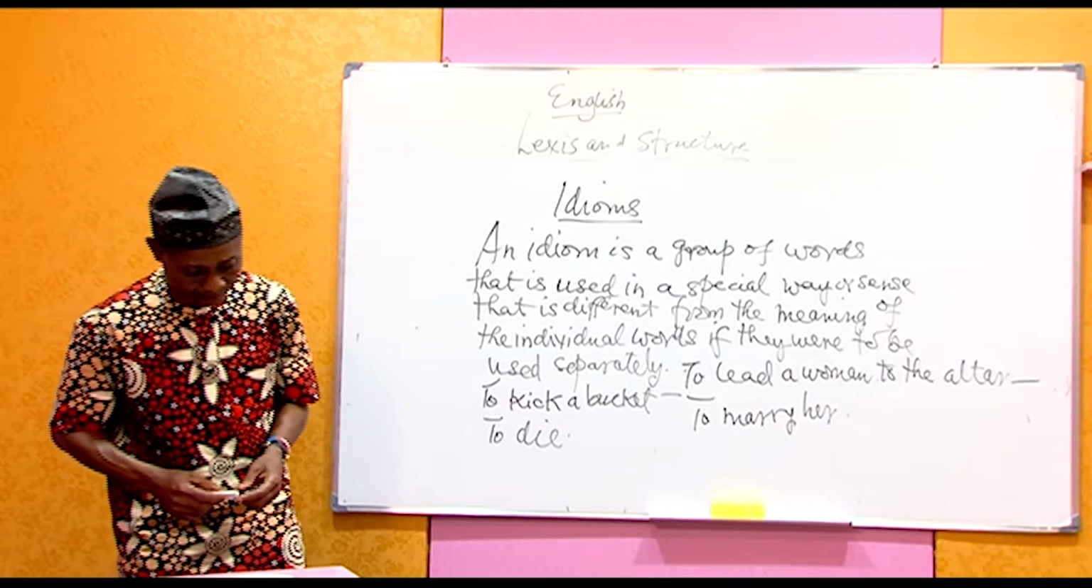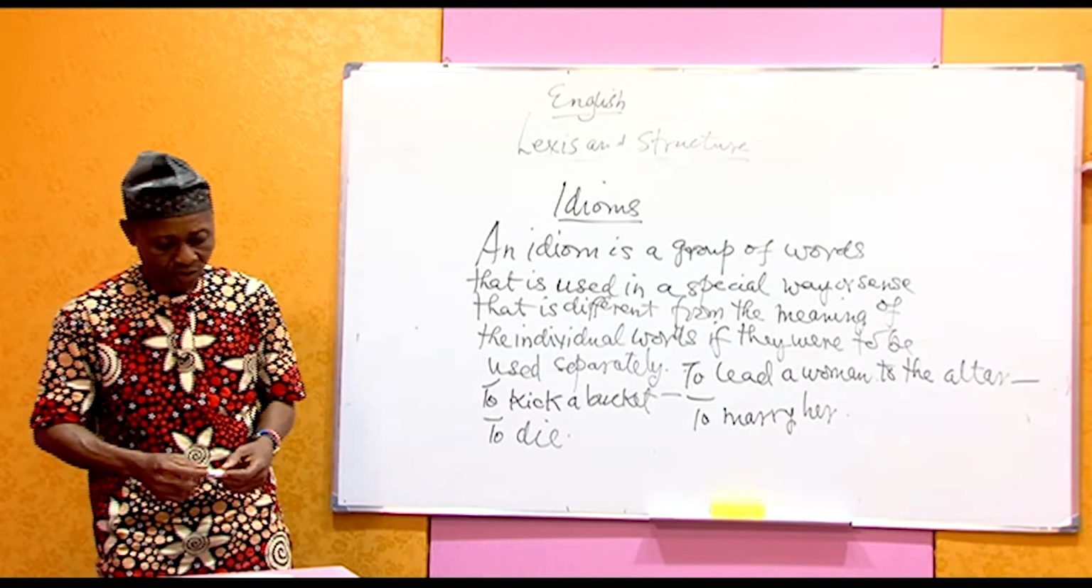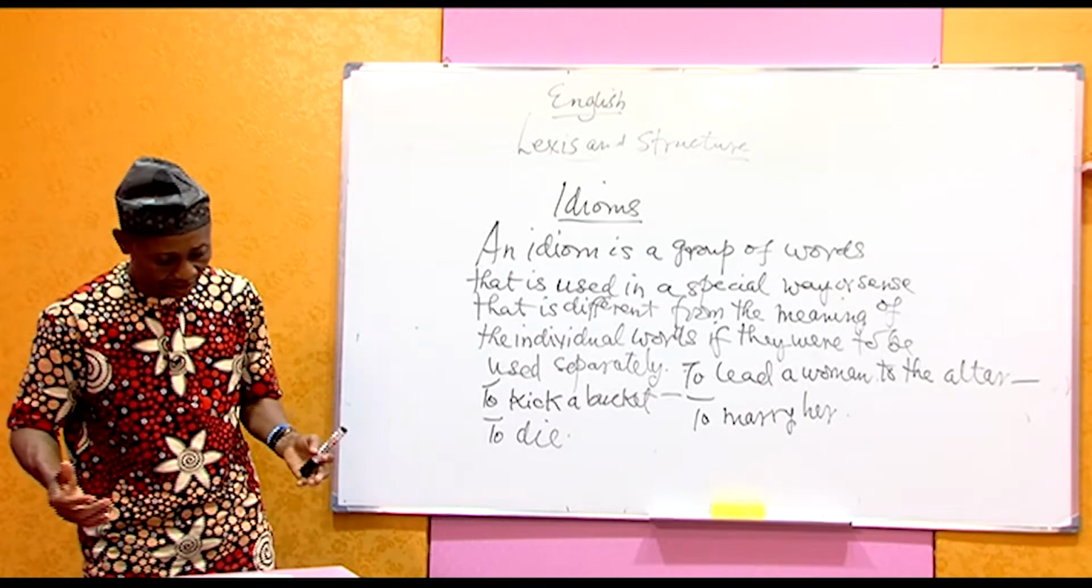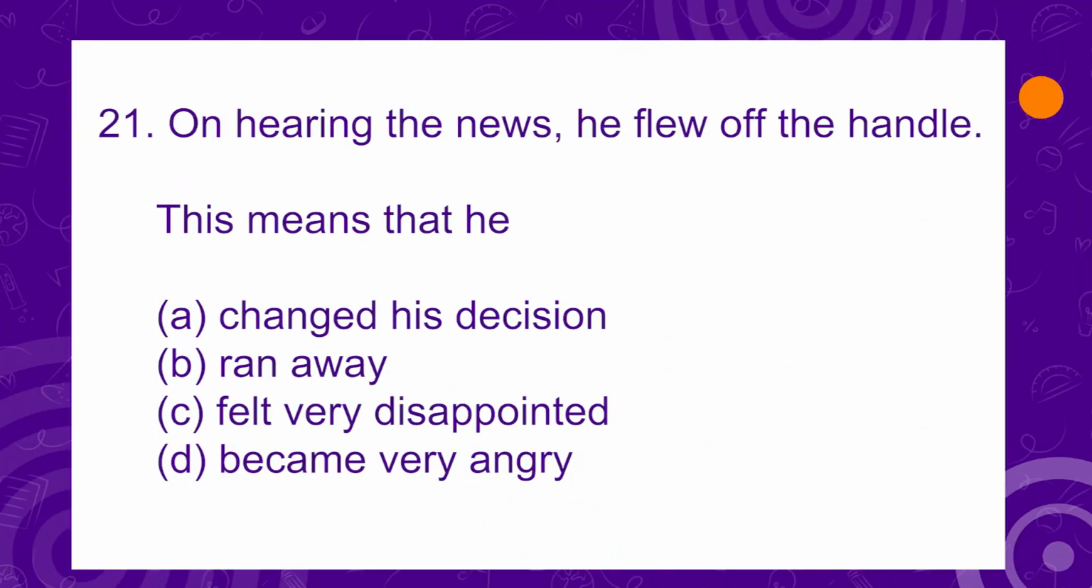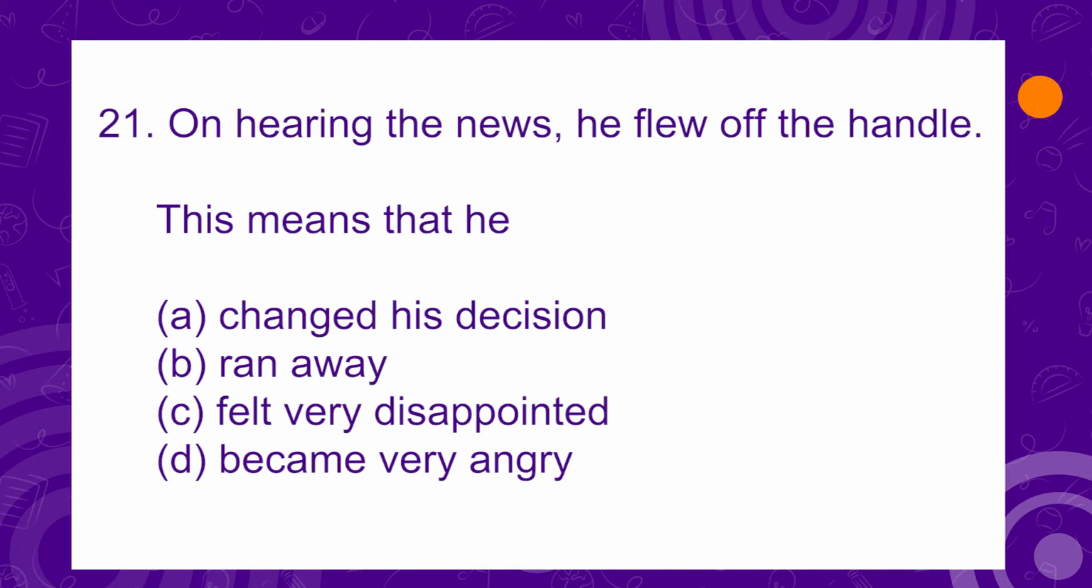Question number 21. On hearing the news, he flew off the handle. What you should take note of there is he flew off the handle. This means that A, changed his decision. B, ran away. C, felt very disappointed. D, became very angry. To fly off the handle, as it is used here, means to become very angry. And so, option D is the appropriate answer, which is became very angry.